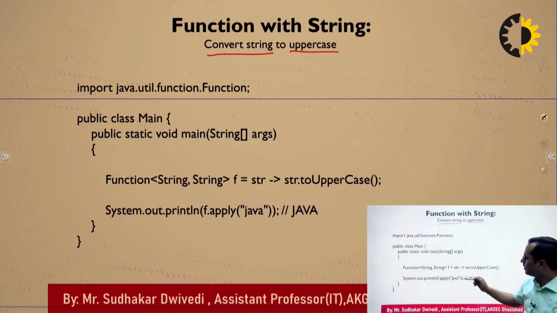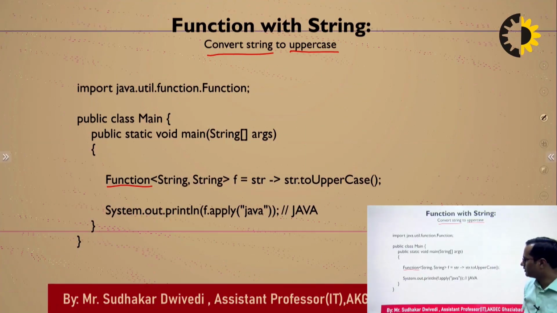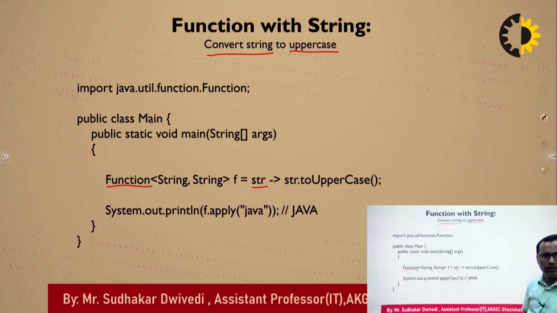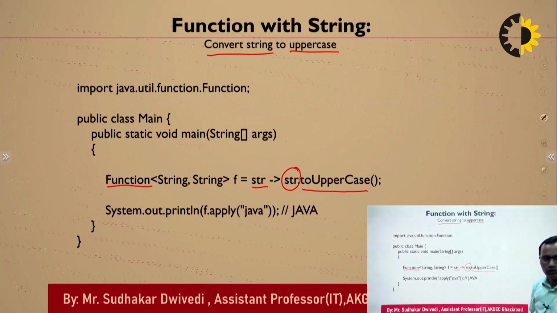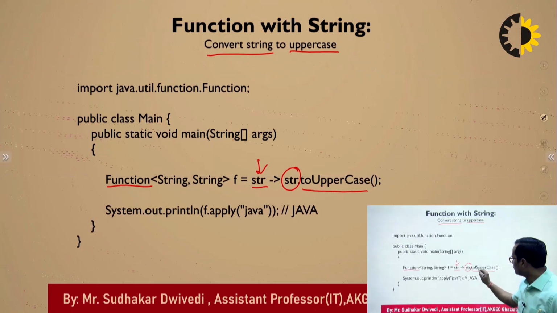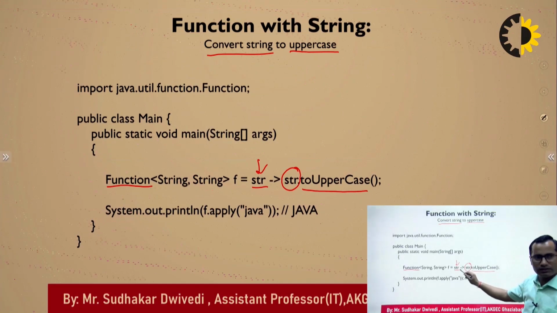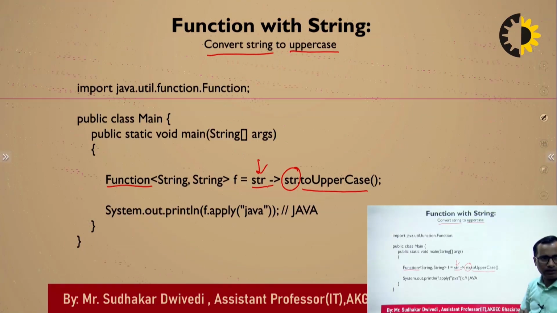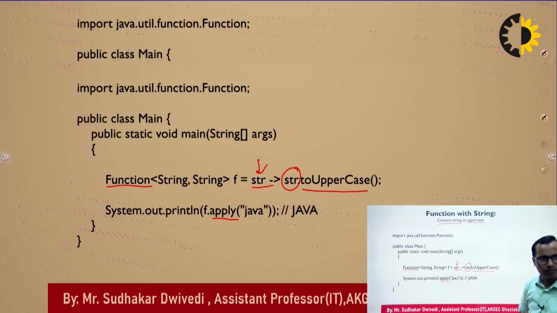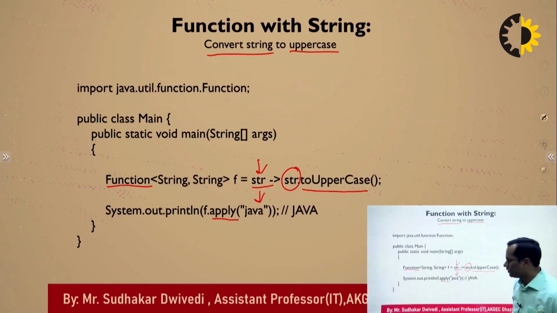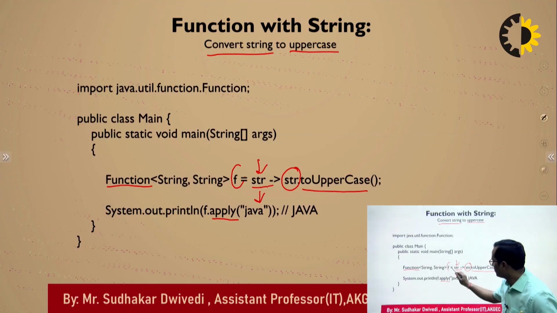So here we have used the main class, and this is the functional interface. We are passing the string, and this string is converted to uppercase. Whatever string is passed, we have called the toUpperCase method on it, so that it will transform it into uppercase. So here we have called the apply function, and we have passed some string to the apply function using this reference.